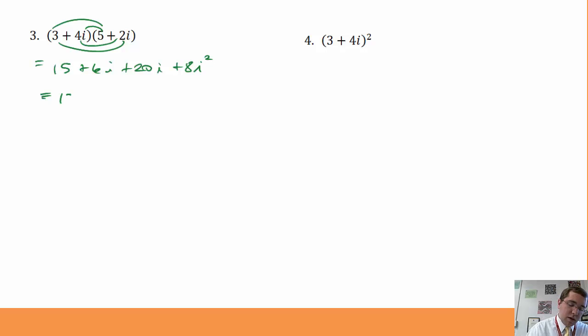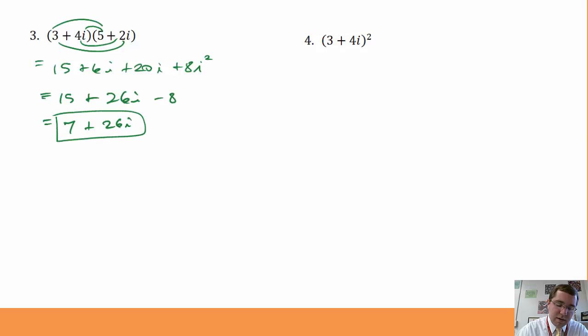So that's 15 plus 26i. And then i squared, remember, is -1. So 8 times i squared is 8 times -1, which is minus 8. 15 minus 8, 7. 7 plus 26i. So the product of two complex numbers is another complex number.